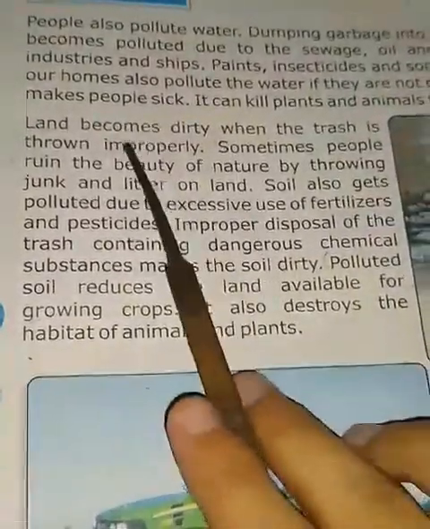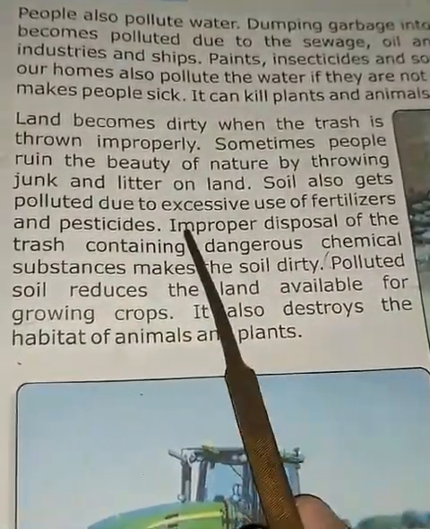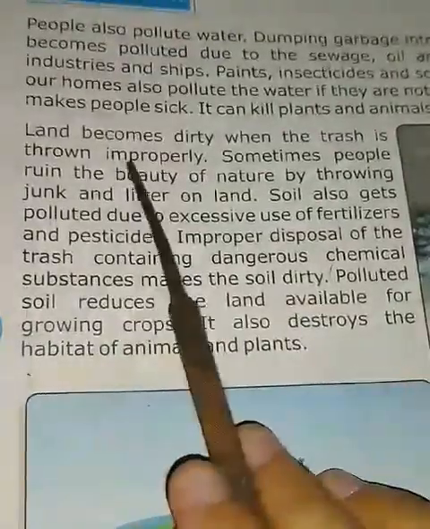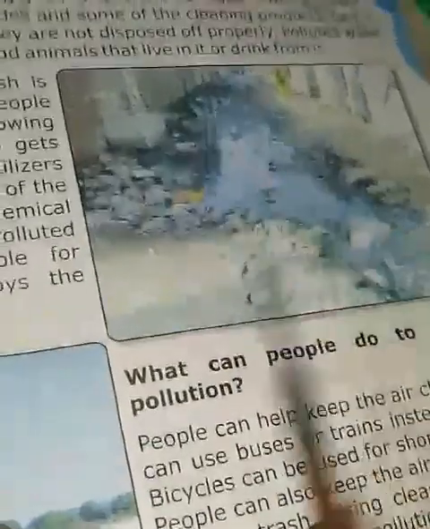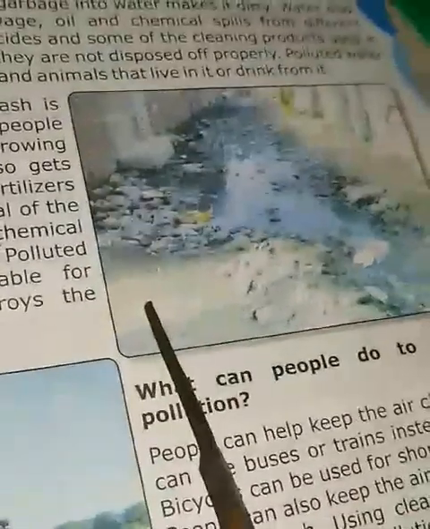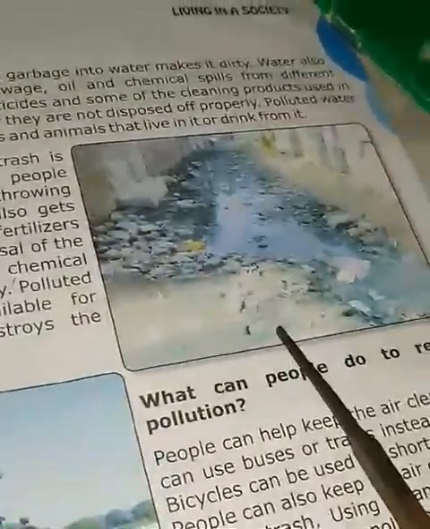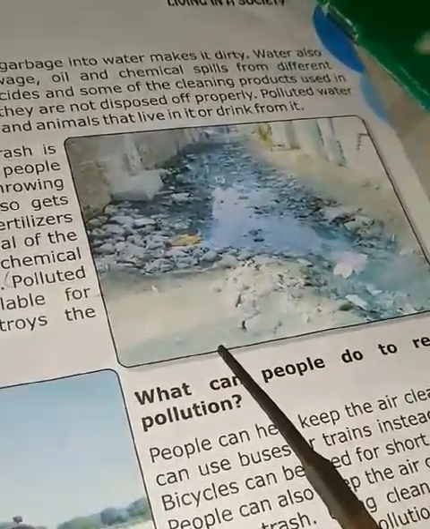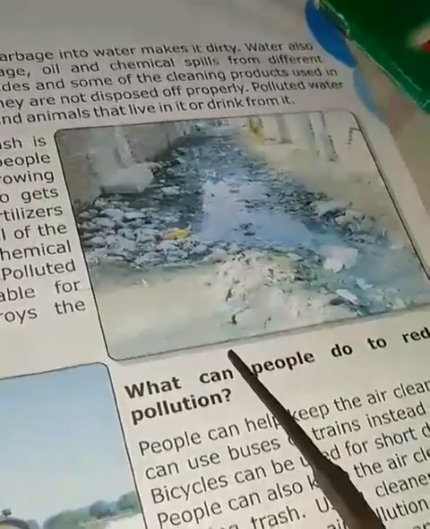Land pollution. Land becomes dirty when we throw trash onto it. We should not throw litter or any garbage on the land. Instead of throwing it in the street or on the roadside, we should always throw it into the dustbin. And if we don't find any dustbin, we can keep that litter in our bag, and when we reach home we can dispose of it.